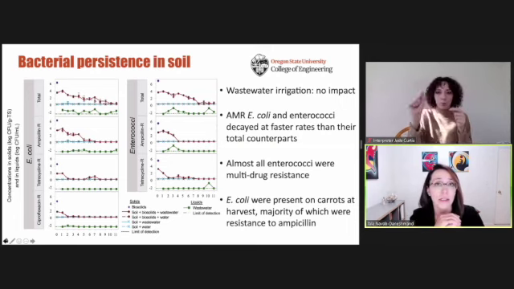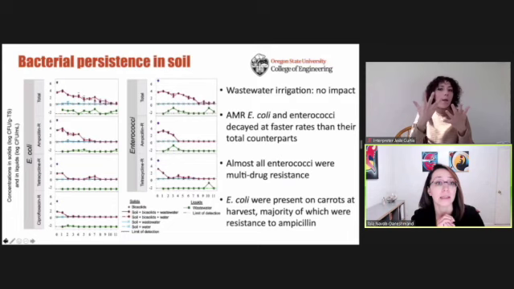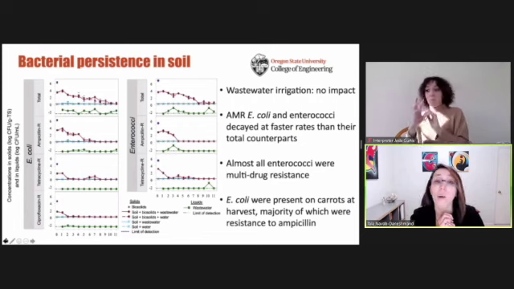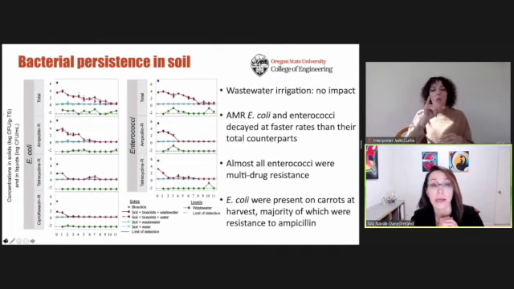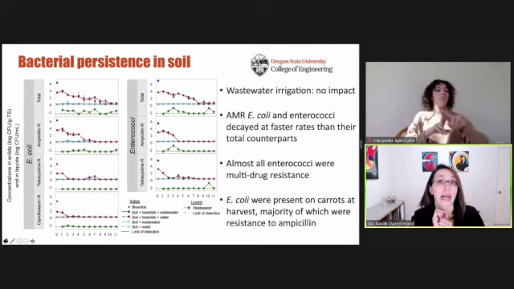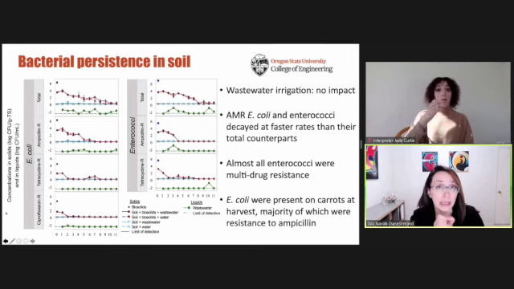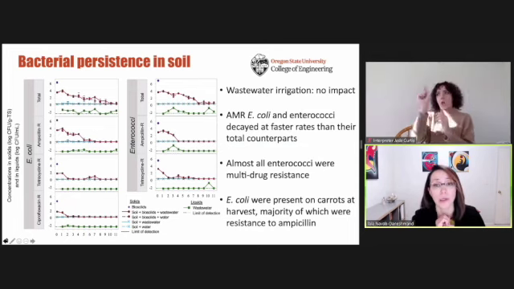There was no significant difference observed between the concentrations of either total or antibiotic-resistant target bacteria when we used wastewater irrigation compared to water. However, when we applied biosolids to soil, those are the red lines with circle symbols, the concentrations of total and antibiotic-resistant E. coli and enterococci increased in soil, and it increased significantly. But what was interesting was that the antibiotic-resistant bacteria declined at a significantly faster rate than the total counterparts. And that's good news.